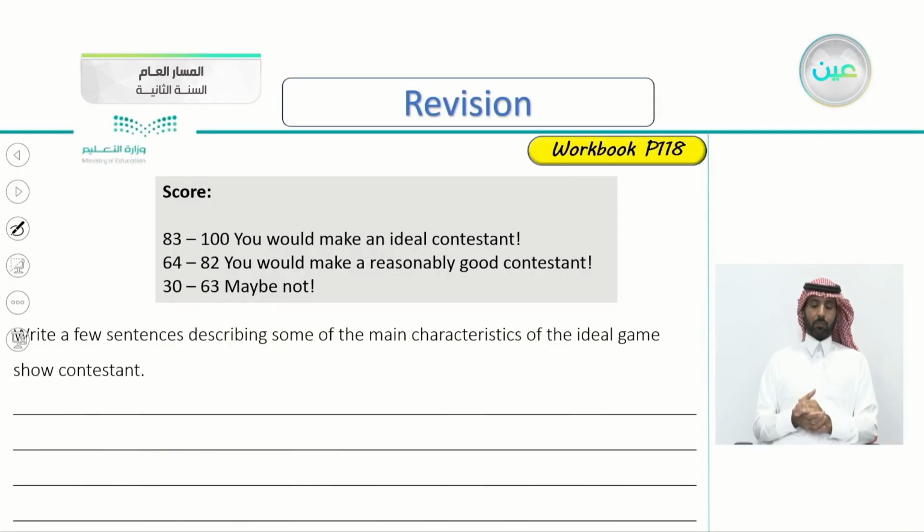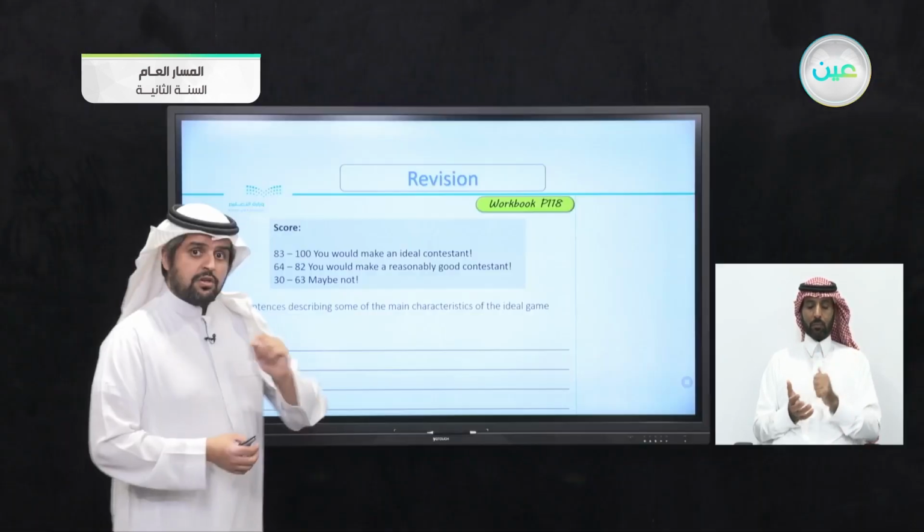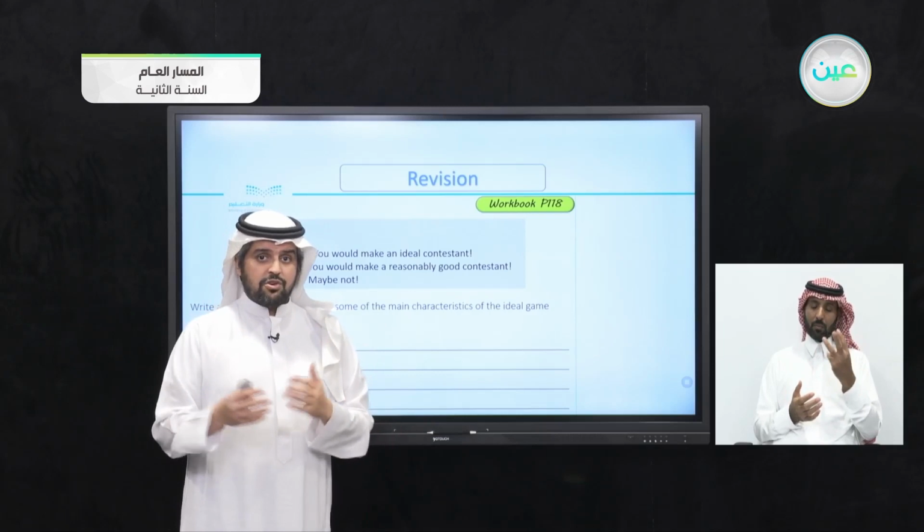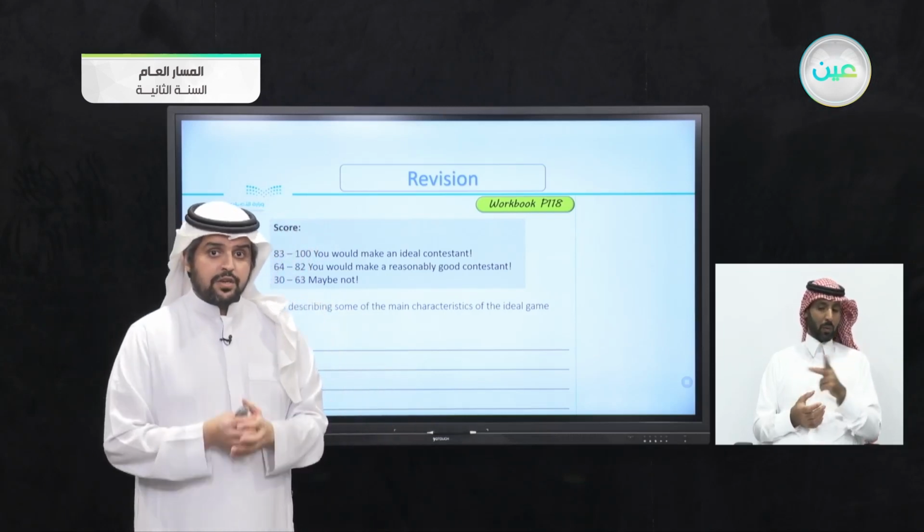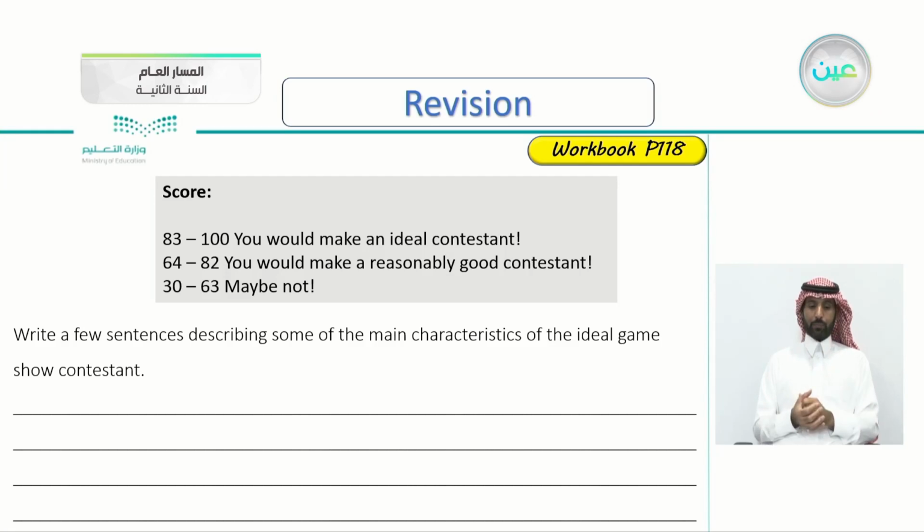When you're finished, if your score is from 83 to 100, you would make an ideal contestant. If your mark is from 64 to 82, you would make a reasonably good contestant. If it's from 30 to 63, maybe not. So fill the chart yourself, calculate your score and check what kind of contestant you are. Are you an ideal contestant? Are you a reasonably good contestant? Or just leave it, maybe not.